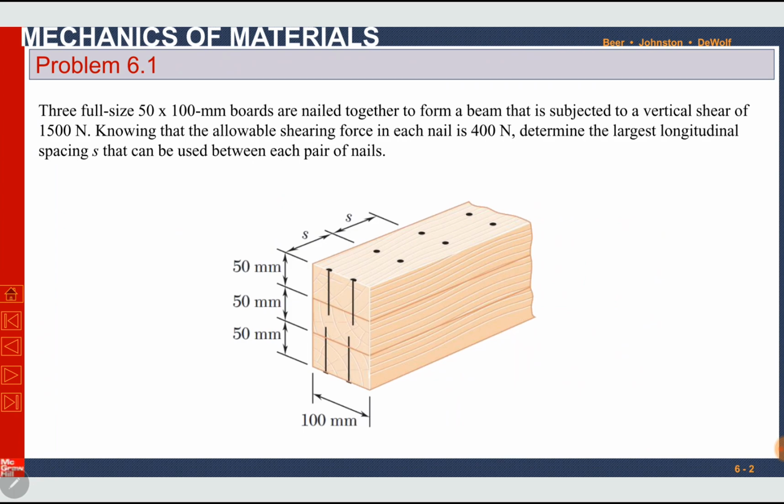Three full-size 50 by 100 mm boards are nailed together to form a beam that is subjected to a vertical shear force of 1500 Newton. So the vertical shear force is given to us. There are three full-size wooden boards here: 1, 2, 3. They are nailed together using nails.